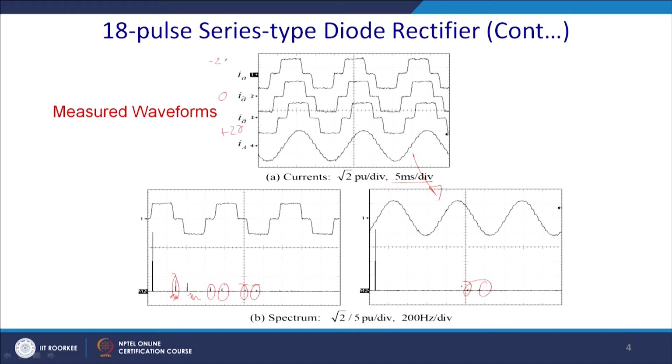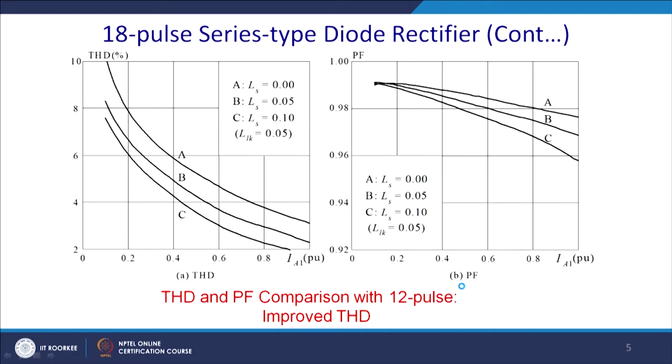But what is the disadvantage of having it? You require a special kind of construction. I am coming to the problem of the multipulse converter, and then only we shall start the PWM converter.